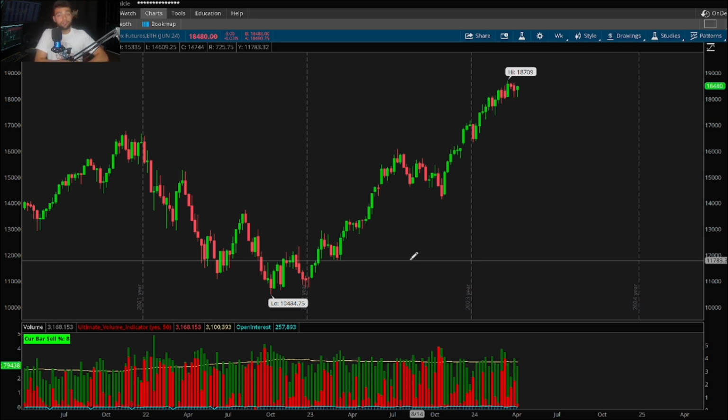So the first thing I do when determining a weekly bias is I have to look at the longer time frame to identify the overall market conditions. So let's take a look at NQ. So I mostly trade NQ and the S&P 500.